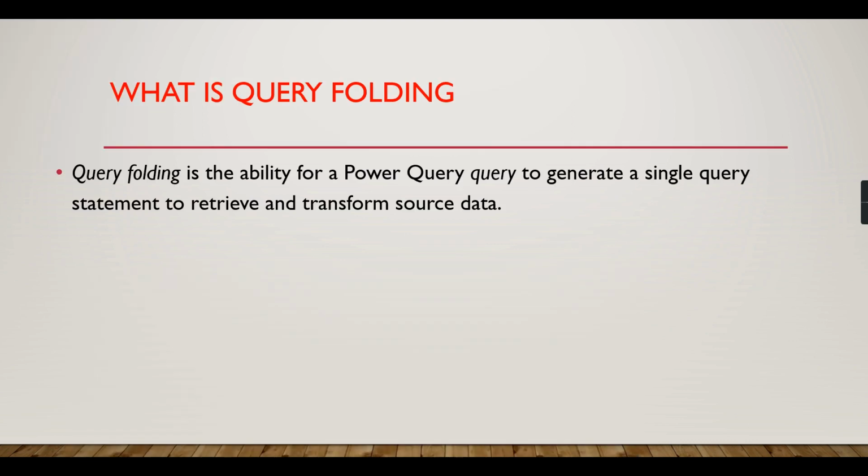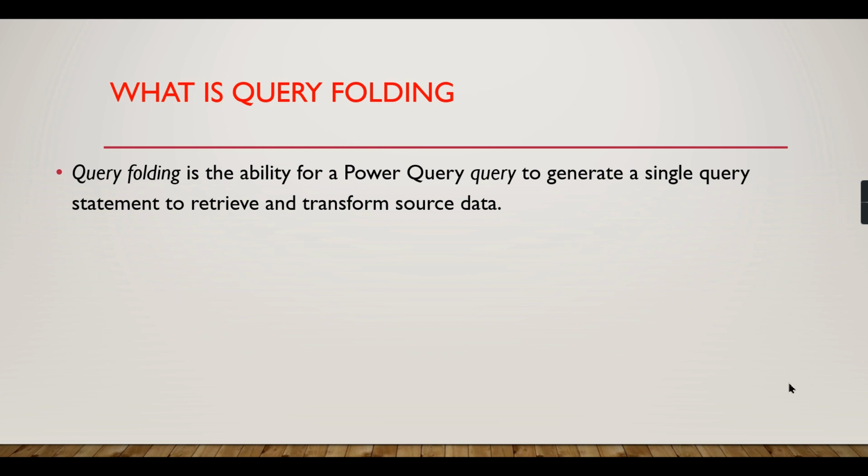If you see the definition, query folding is the ability of Power Query to generate a single query statement to retrieve and transform source data. Basically, Power Query will generate a query, right? That query should retrieve and transform the source data. So you have a single table that you pointed to in Power Query, and you will do different transformations. It can be addition of a column or removal of a column, changing data types, or sometimes group by.